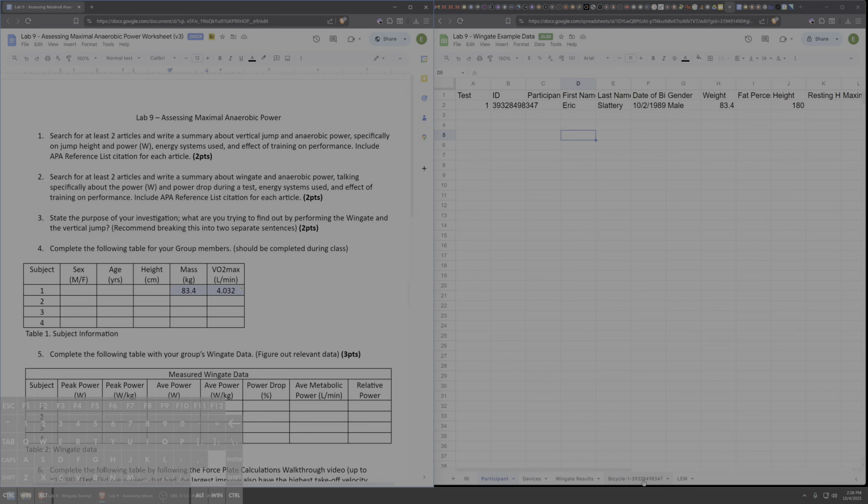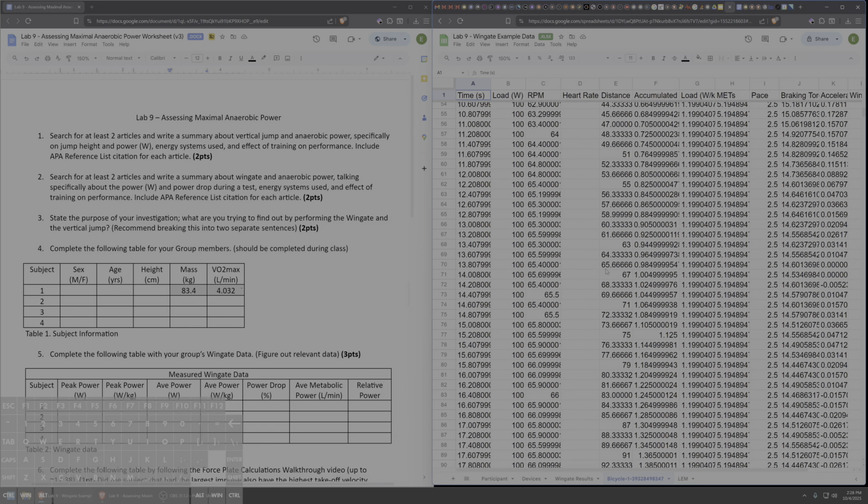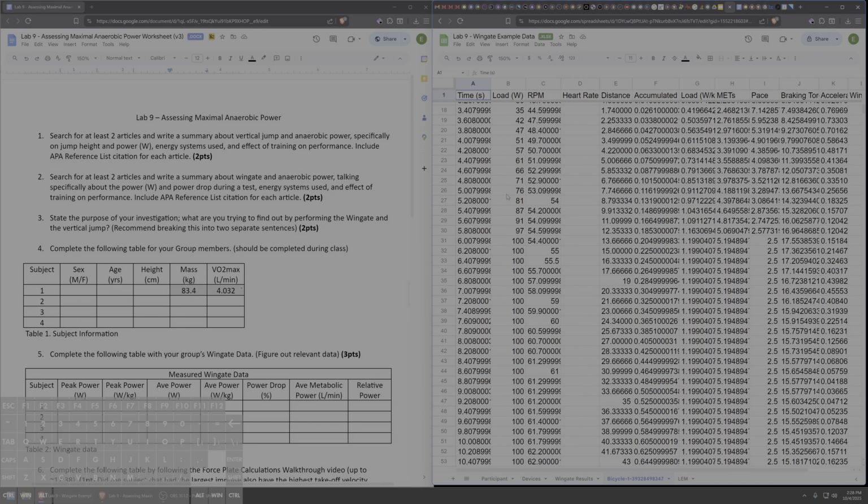We have a couple of tabs, or sheets, at the bottom. The only one that we'll actually need is this bicycle one. We don't really need the other ones, because some of the results don't make a lot of sense from what it's automatically doing, so we're going to calculate some of this stuff in a quick way. Starting here, we have a bunch of data. This is in seconds for time.